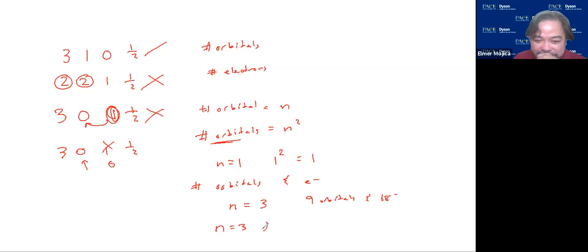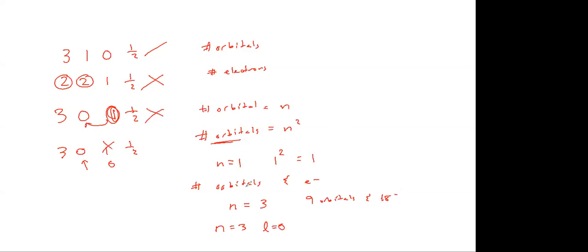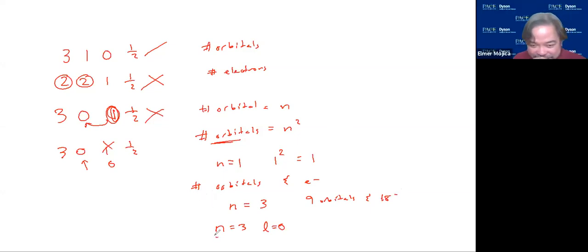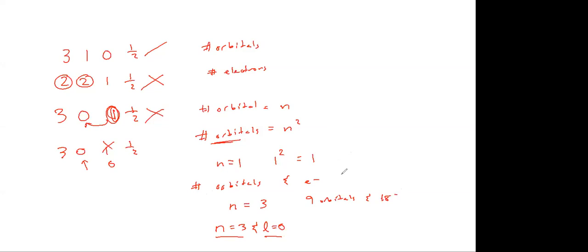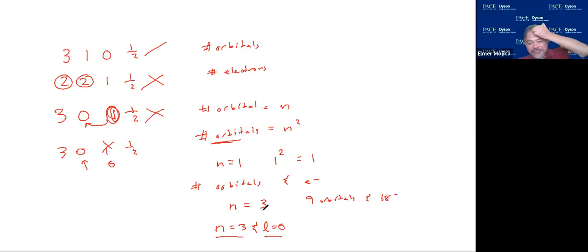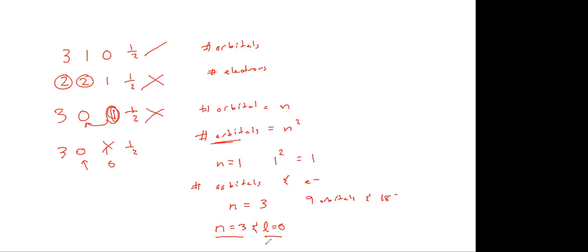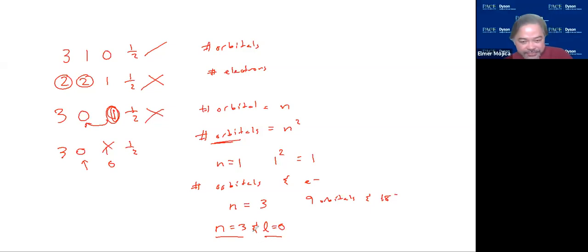Now, if the question that I have is this, how many orbitals are there when n is equal to 3 and L is equal to 0? What is your answer? The number of orbitals and electrons when this is given. 9 orbitals and 1 electron. No, that is true if n is equal to 3, but you are given a specific orbital. Your answer is only what? One orbital.